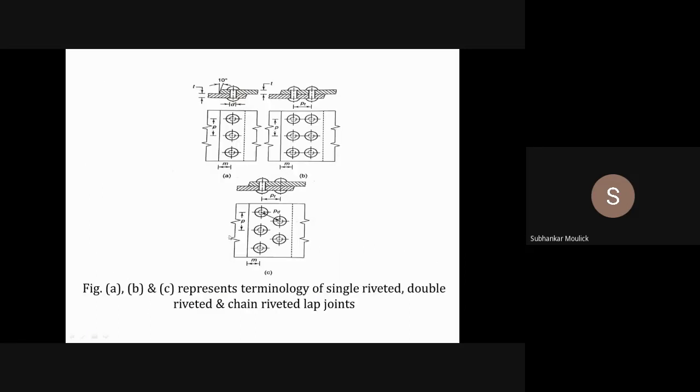That means, if you see the first diagram, this is a single riveted lap joint. In figure A, this is my margin. This is my margin, because the plate is ending over here, and for this end, this is that line.